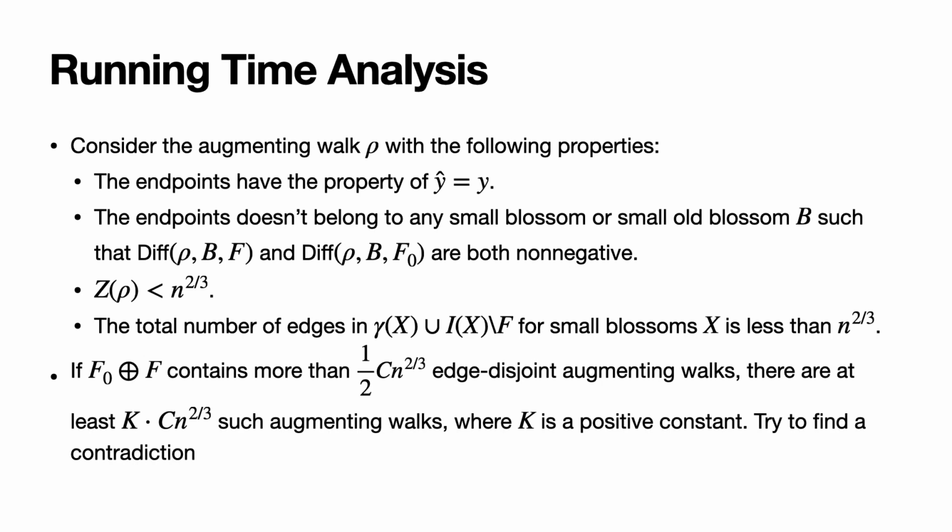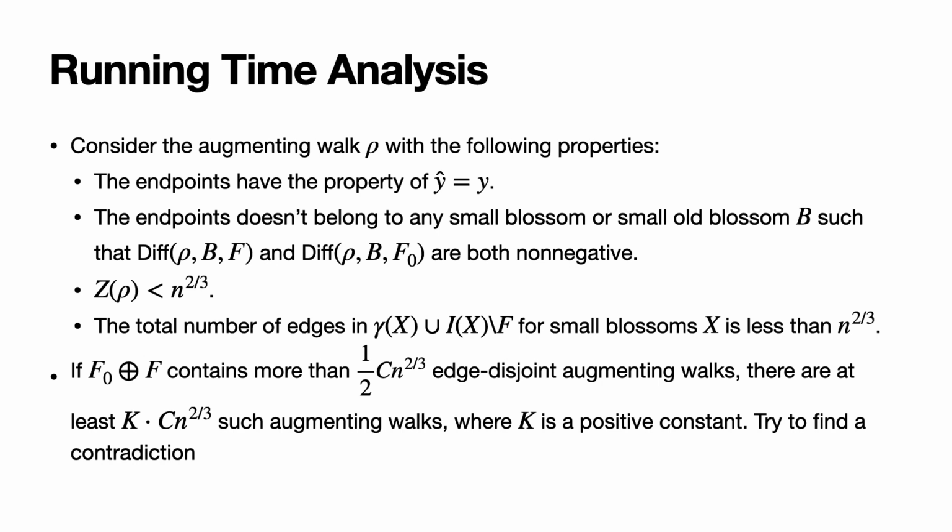Consider the augmenting walk rho with the following properties. The endpoint has the property that height y is equal to y. The endpoints do not belong to any small blossom or small old blossom. Z0 is less than n^{2/3}. The total number of edges in the union of gamma X and I X minus F for small blossoms X is less than n^{2/3}. If F0 exclusive of F contains more than half c times n^{2/3} edge-disjoint augmenting walks, there are at least k times c n^{2/3} such augmenting walks, where k is a positive constant.